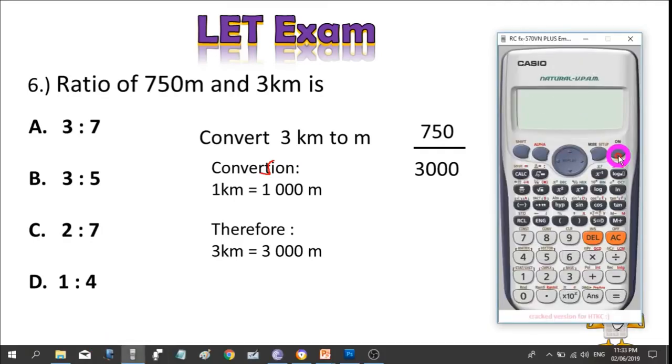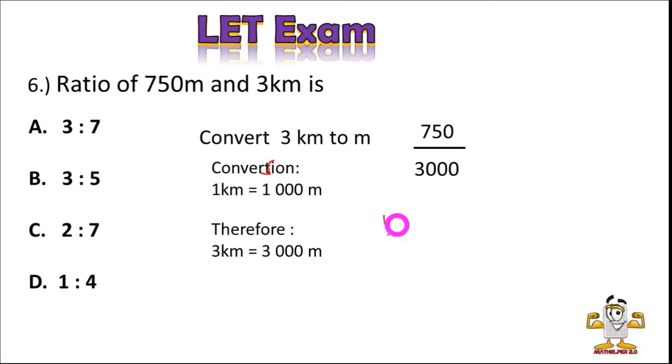So, 750 divided by 3,000 equals to 1/4. So, yung 1/4 is equal to also 1:4. So, the correct answer is letter D.